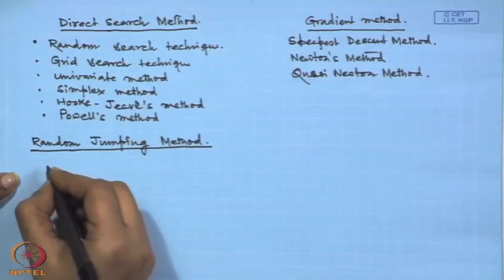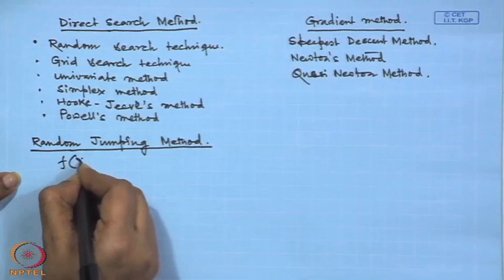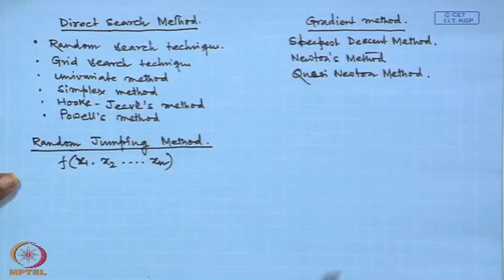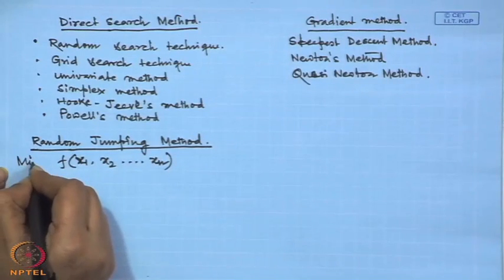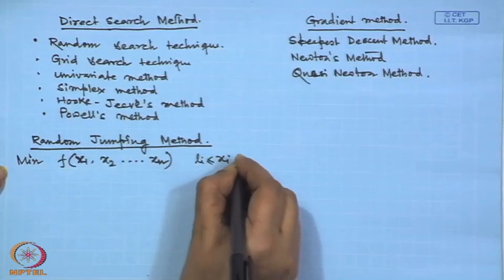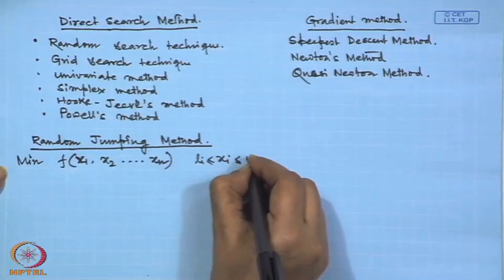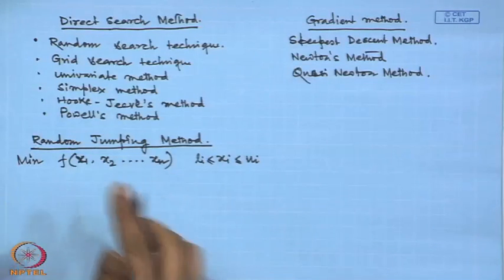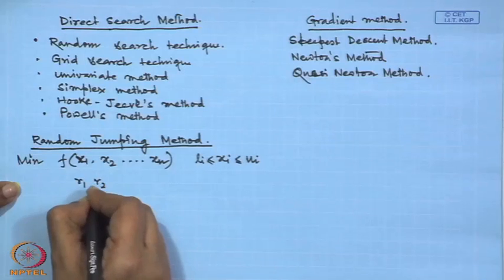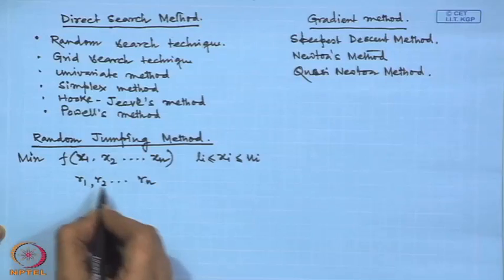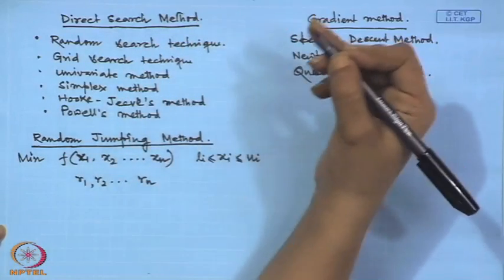Say we have a problem of several variables x1, x2, up to xn. We want to minimize this objective function. There are certain ranges for the decision variables. The lower range is Li, and let us consider the upper range is Ui. We will use a set of random numbers. Before starting the method, we will generate n random numbers r1, r2, up to rn. After that, we will do the searching technique.